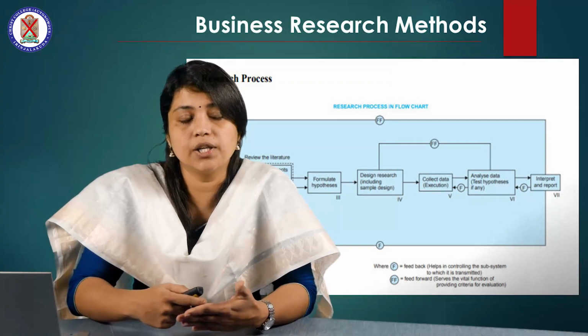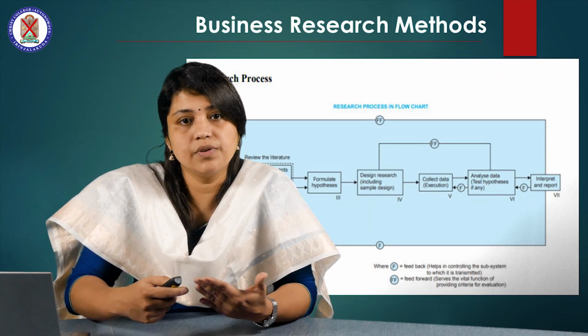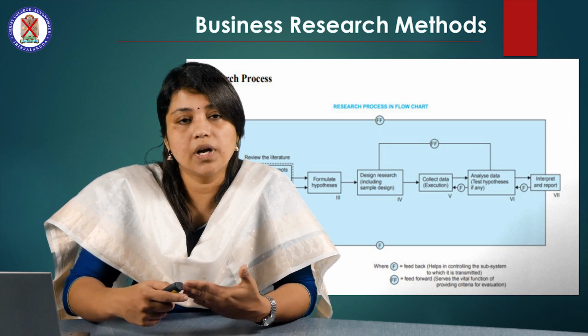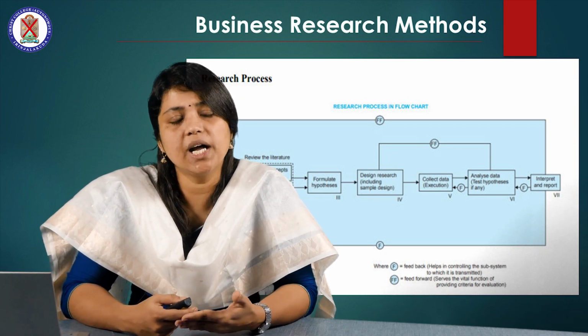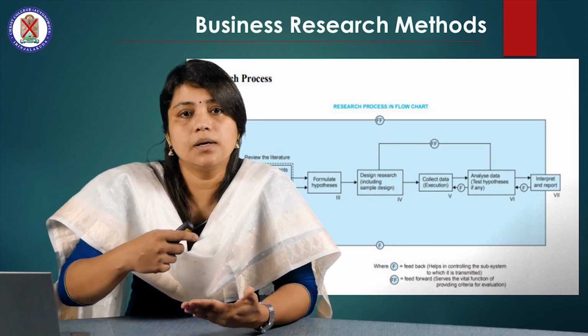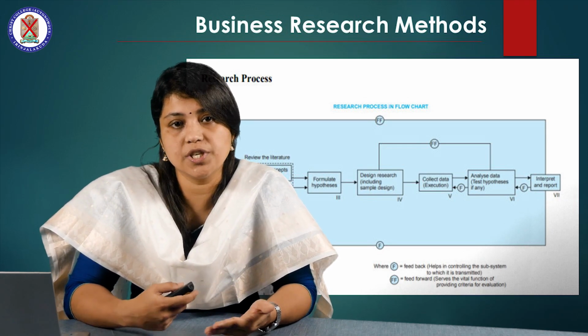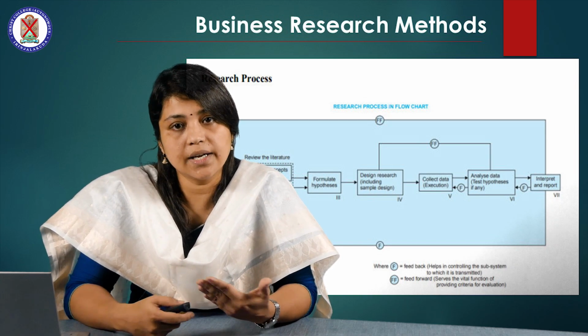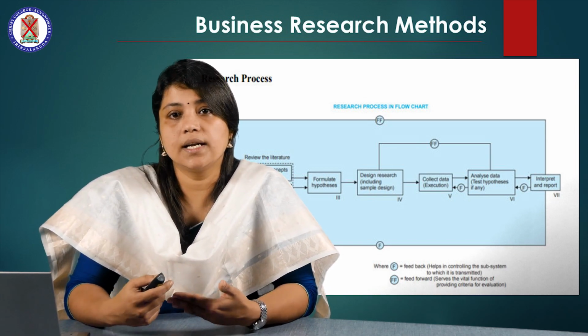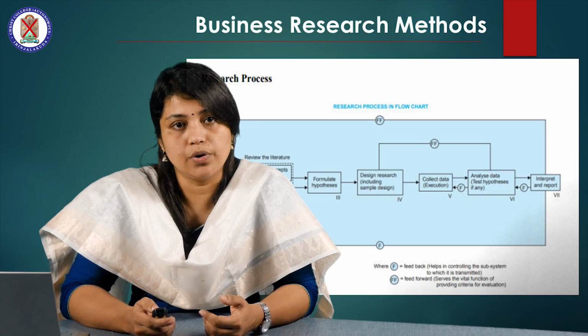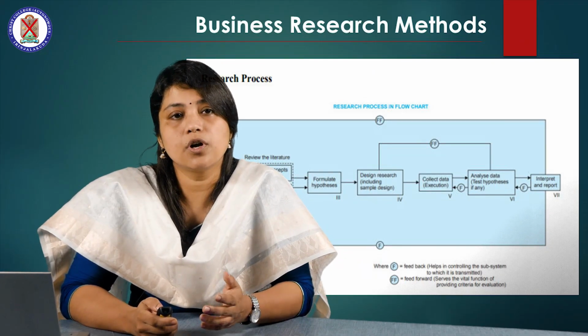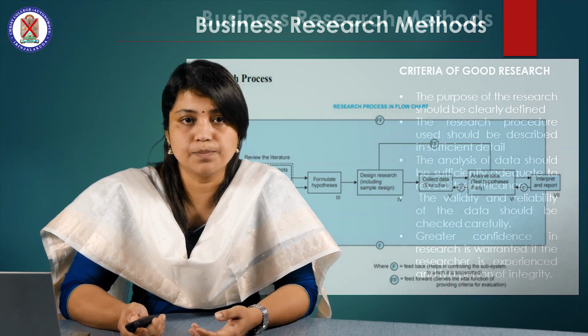First, we define the problem. The second one is review of literature. In the third one, we formulate hypothesis, if any. Then in the next step, we prepare a research design, and next we collect data, then analyze the data, and we will make a report on it. So this is all about the research process.